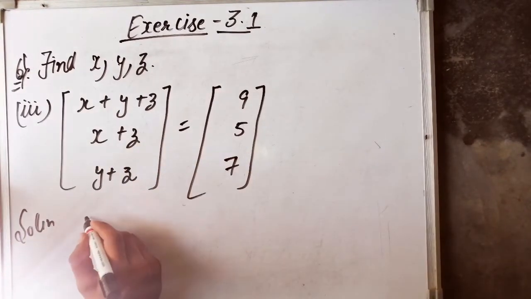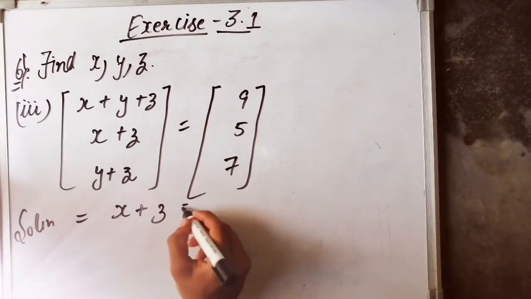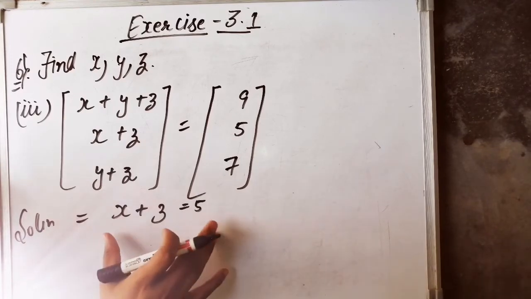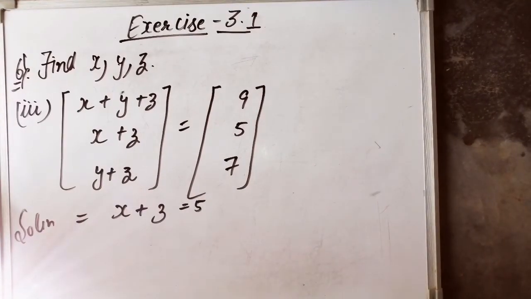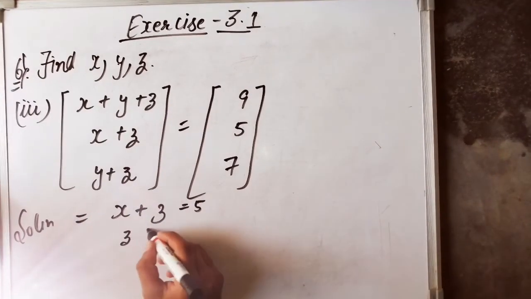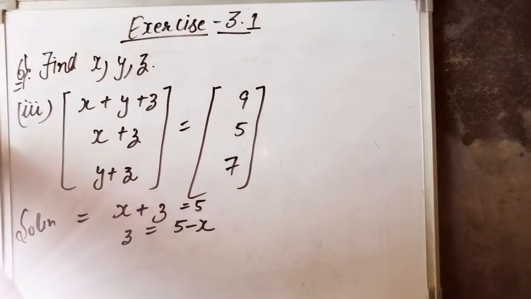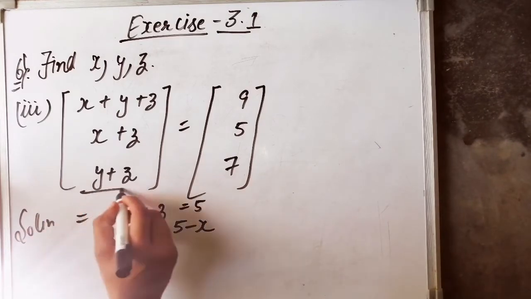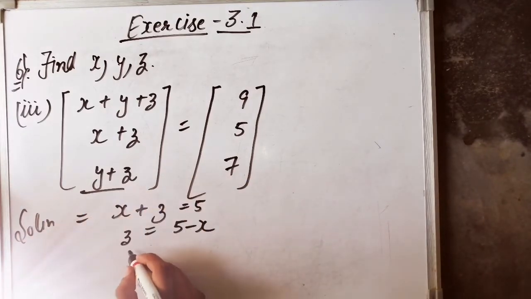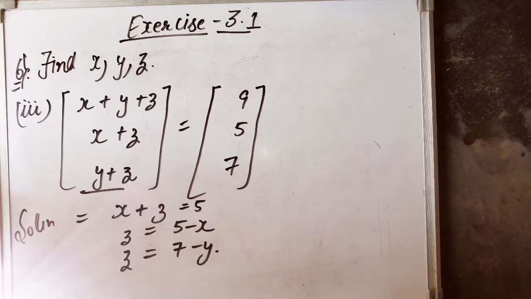x plus z equals 5, and from here let's find out the value of z. z equals 5 minus x. And using y plus z equals 7, we can also find that z equals 7 minus y. These are the two expressions in which we have found the value of z.